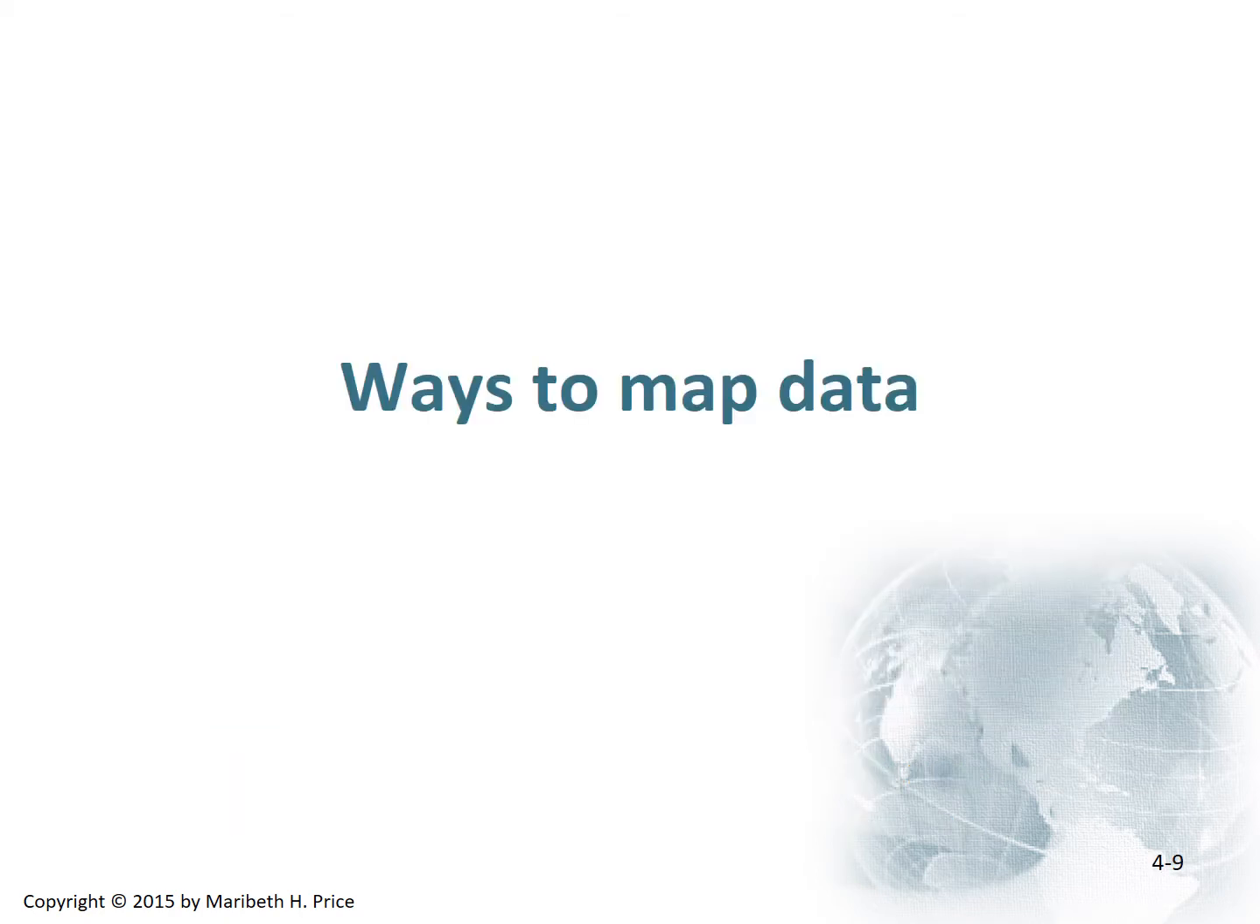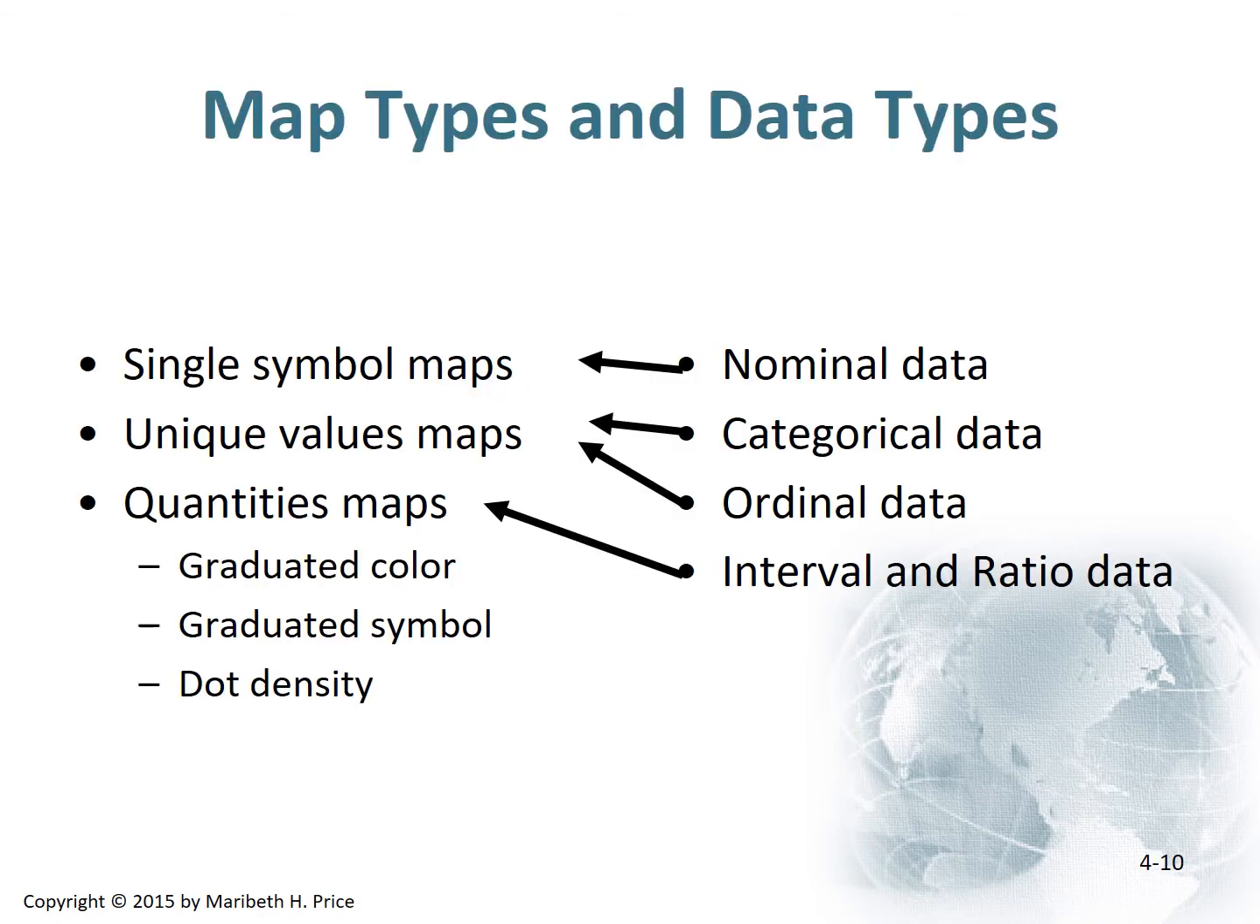So let's talk about the different ways to map data. We have a lot of options within the software, and as you work through the tutorials in the chapter, you'll become aware of more and more of these. You can have a single symbol map where everything's just the same. You can have unique value maps where all attribute information for a particular field, whatever the number of options you have, are the things that get mapped out differently. And you can have quantity maps where we have things like graduated colors, graduated symbols, or dot densities to show us these various quantities of things that are occurring in space.